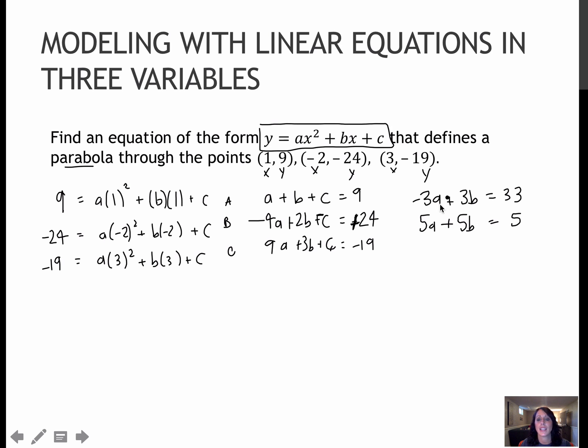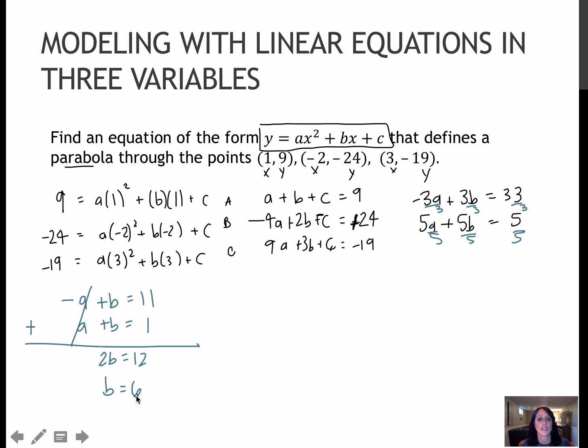And it looks like in each of these that I actually could divide all of these by 3, which is going to give me negative a plus b equals 11. And if I divide each of these by 5, I get a plus b equals 1. I'm going to add those together. My a's cancel. I get 2b equals 12. I get b equals 6.